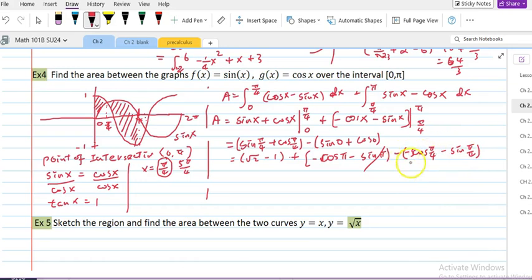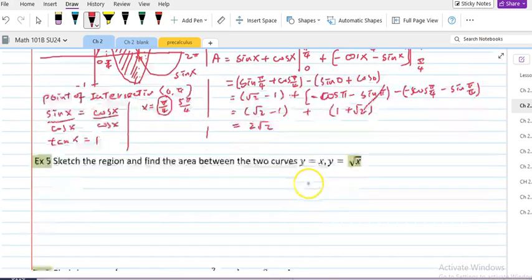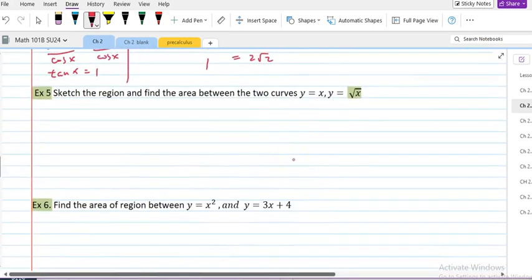So this would be root 2, we know this is root 2, and negative of negative 1 is 1. So it's 1 plus root 2. The second part is 1 plus root 2, and the first part is root 2 minus 1. So if you add them together, the 1 and 1 cancel. That is, the area is 2 root 2. So that is the area where they cross in the region.